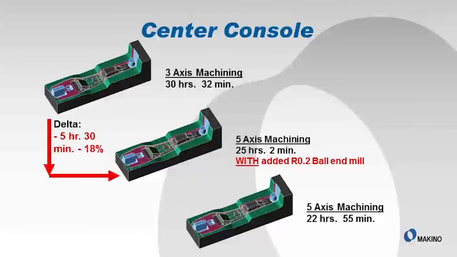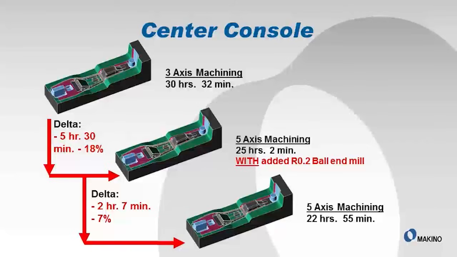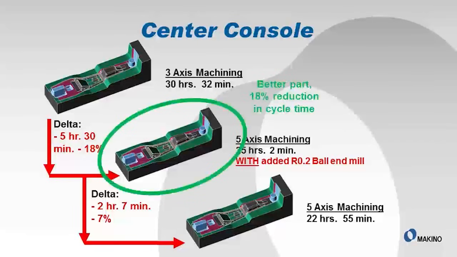So, overall summary, even adding back in that machining, the 0.2 ball end mill, we've taken 5 hours and 30 minutes, or 18% out of that part, as compared to the 2 hours and 7 minutes we added back in. So the overall reduction could be 25%. We've gotten down to 18%, but we've got a better part.